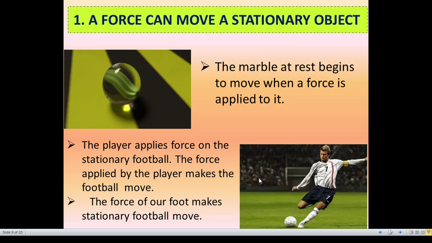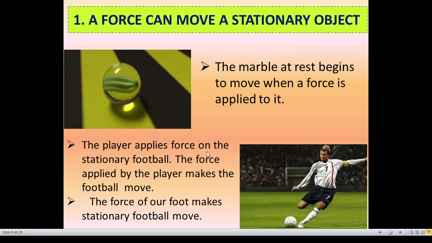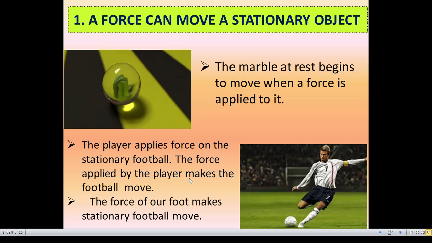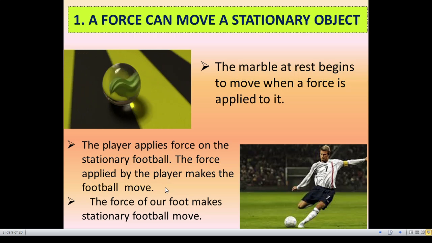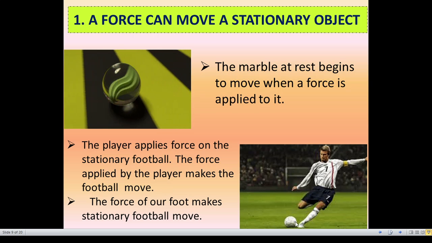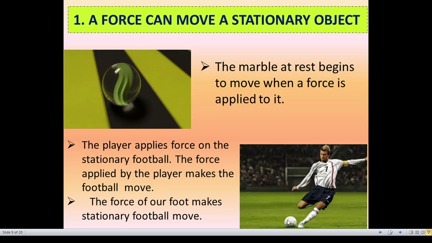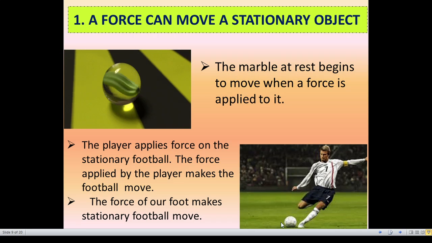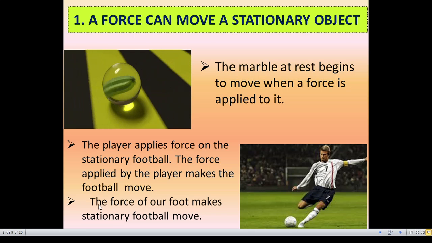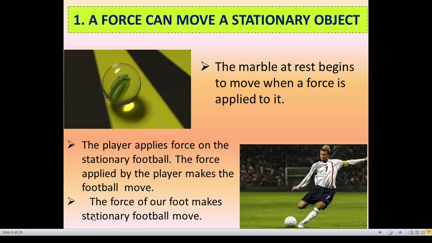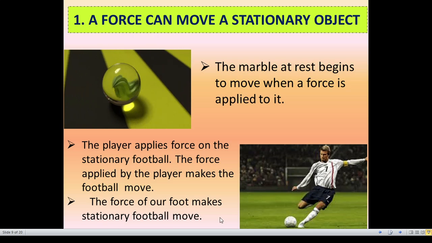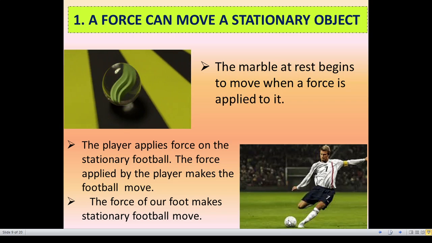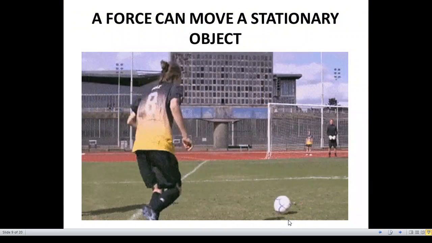Here look at this diagram. The player applies force on the stationary football. The force applied by the player makes the football move. So if you look at this, the football is at rest on the football ground and he is going to apply a force on it. So the force of his foot makes the stationary ball move. As a result, the force applied by his foot will make the ball move in a particular direction.